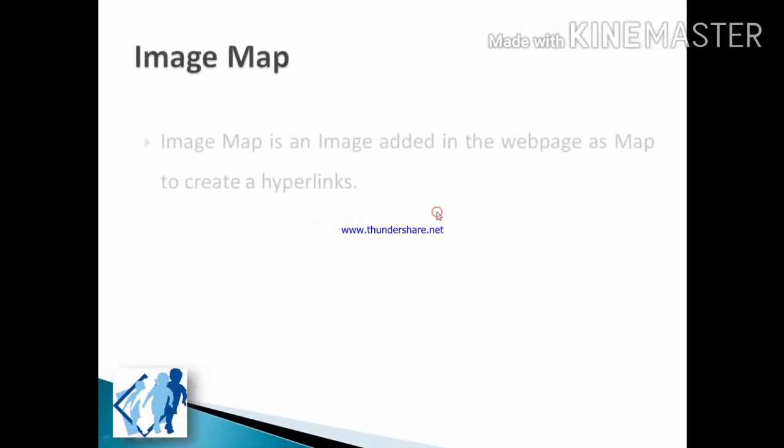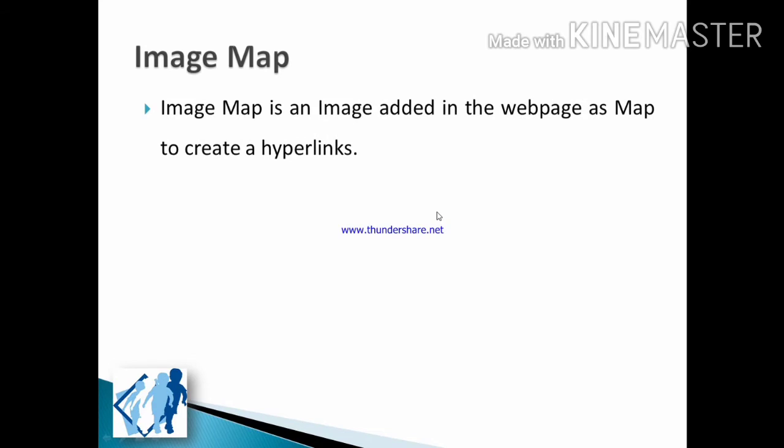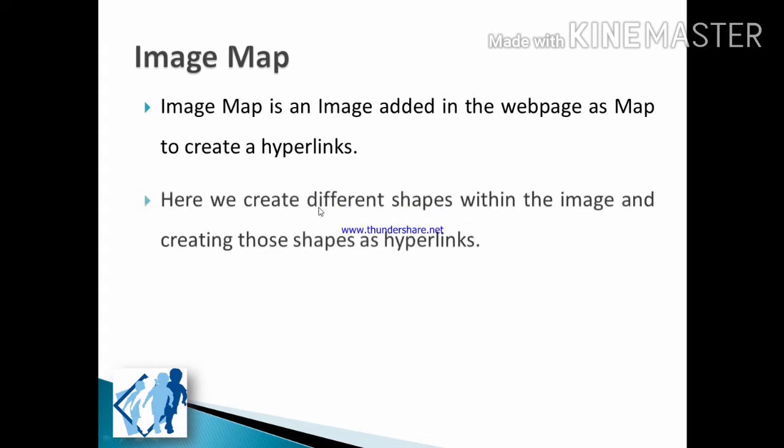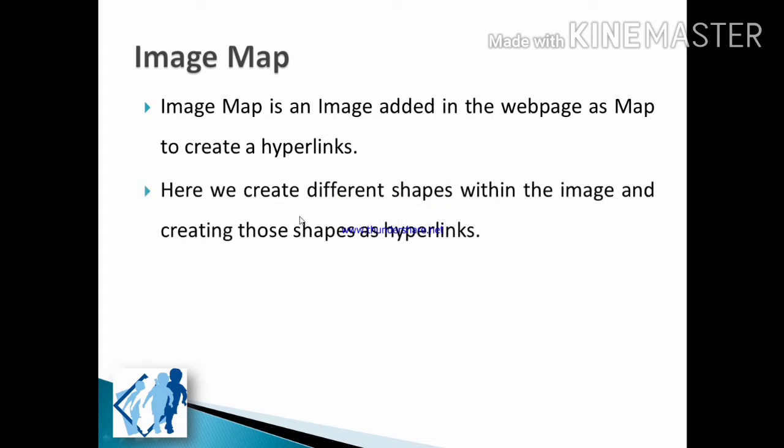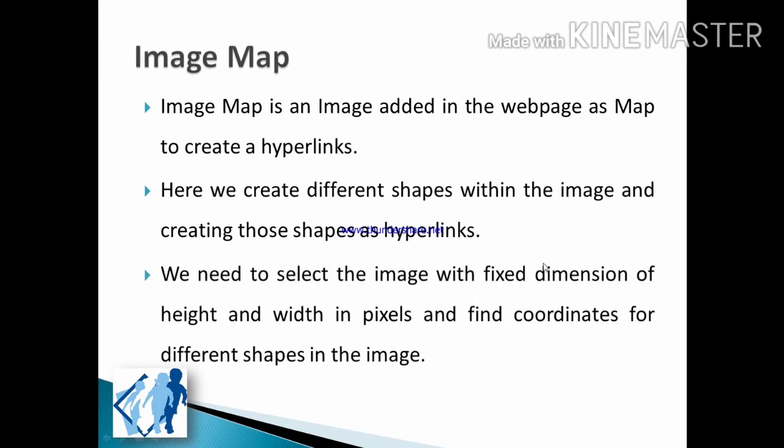Image map. What is image map? Image map is an image added in the web page as a map to create hyperlinks. Here we create different shapes within the image and make those shapes a hyperlink. We need to select the image with a fixed dimension of height and width in pixels and find coordinates for different shapes in the image. The whole thing we will see in the practical part, how it will be done.